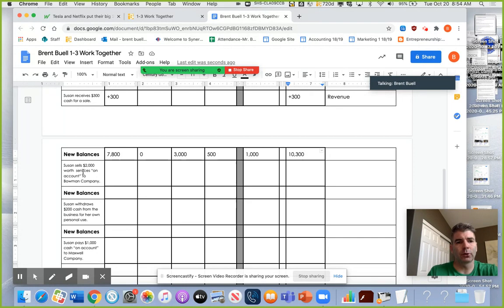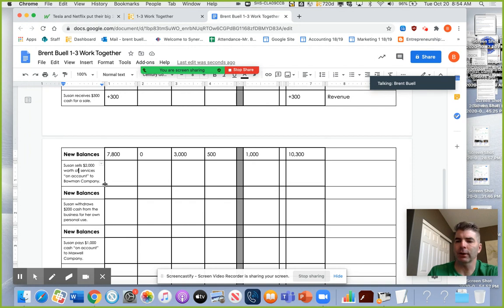Okay, she's going to sell $2,000 worth, this should say, of services. I'm going to add that to mine. I know it won't say it on yours, but I'm going to add that. You can add it too. Susan sells $2,000 worth of services on account to Bowman Company. Okay, so this is a little dicey. She's selling $2,000, but she's not receiving any money.